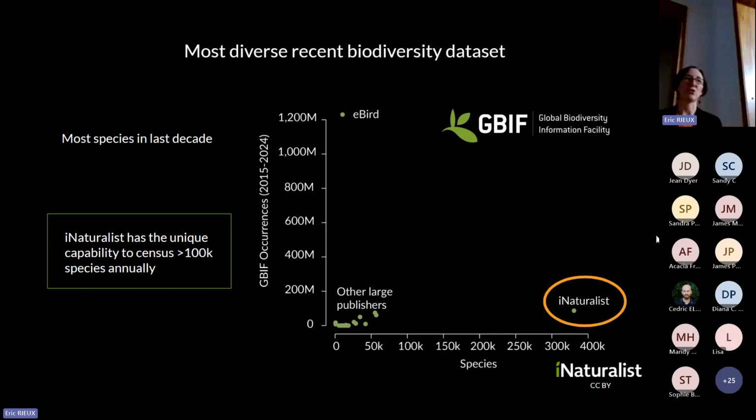Also, if you look at just the most recent data shared with GBIF, so the last decade, and this is the information that we especially need to know where things are right now and how we're going to be able to protect them as our climate changes. iNaturalist has nearly 400,000 species represented on GBIF, and that puts us in a class of our own. We've got the unique ability to census over 100,000 species annually.